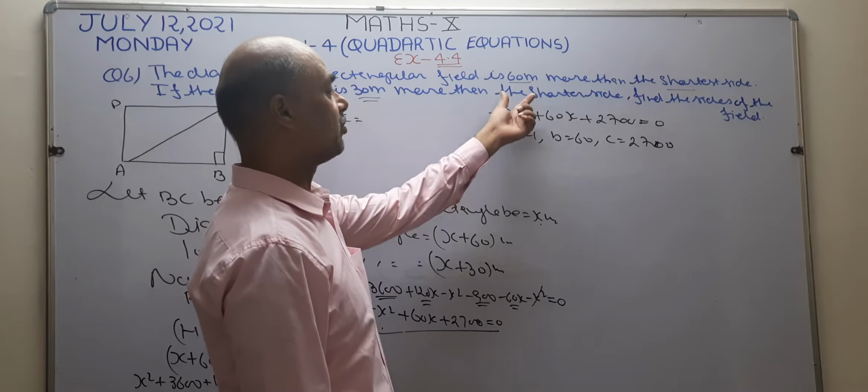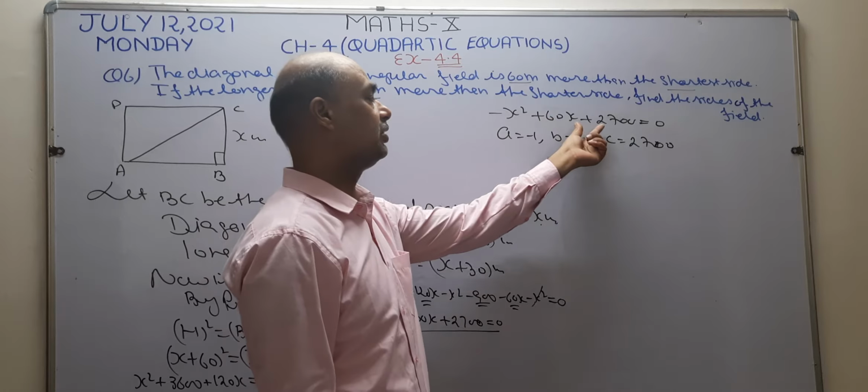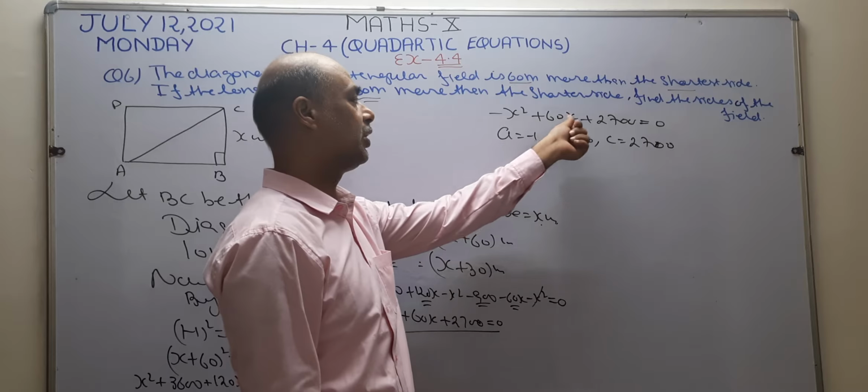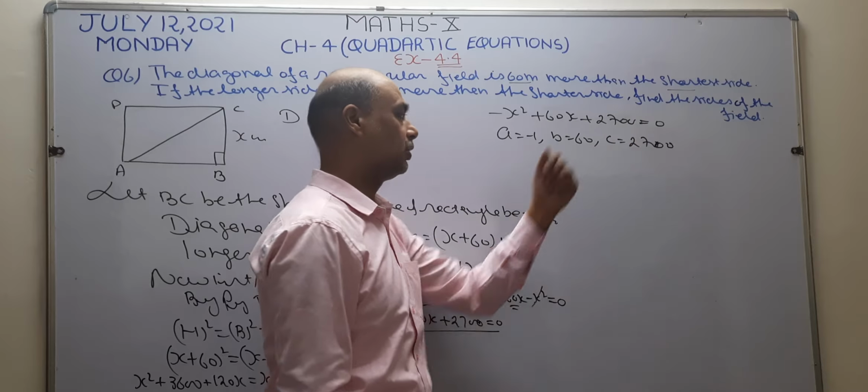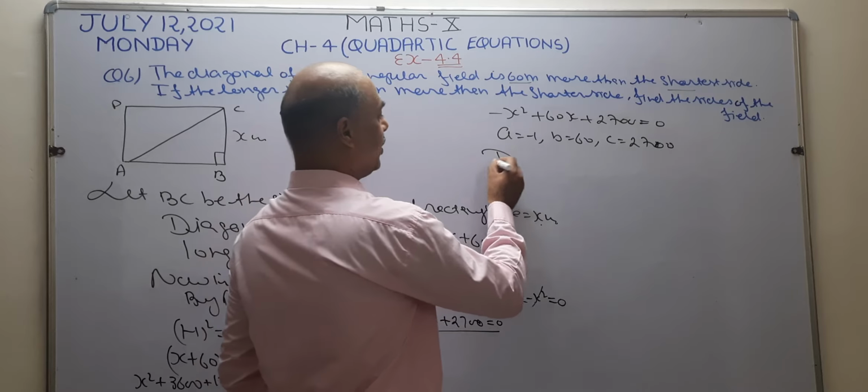What is the standard form of the quadratic equation? ax square plus bx plus c. The coefficient of x square is a, the coefficient of x is b, and c stands for the constant. The term without a variable is known as the constant. So I am going to find the value of D first.